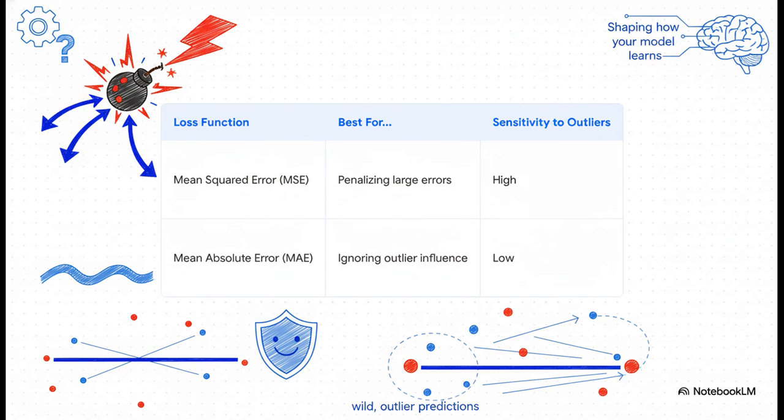Now, what's really powerful is that we can actually choose how we grade the model. For example, there's something called mean squared error, or MSE. It literally squares the error, which means it really punishes big mistakes. It's super sensitive to outliers. But then you have mean absolute error, or MAE, which is different. It just takes the absolute difference, so it's a lot less bothered by a few wild predictions. You see, choosing the right loss function is absolutely crucial for shaping how the model learns.